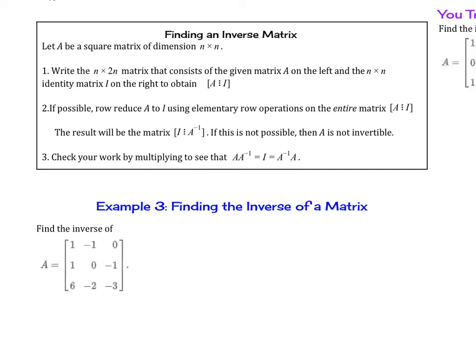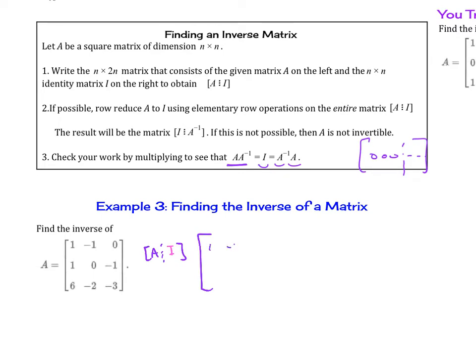So for example, if on the left side you find you get 0, 0, 0, then you know that it is not possible. Then you can check your work. You can always check your work by multiplying: A times the inverse of A, and you should get the identity, and then the inverse of A times the matrix A, and you should get the identity again. Let's try that here. We have A, and then the dashes, and then I. So that's how we're going to set it up.